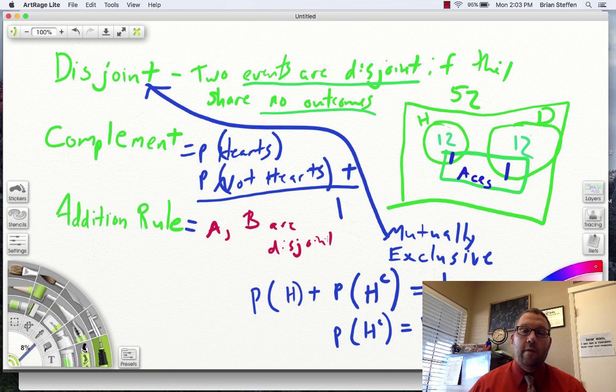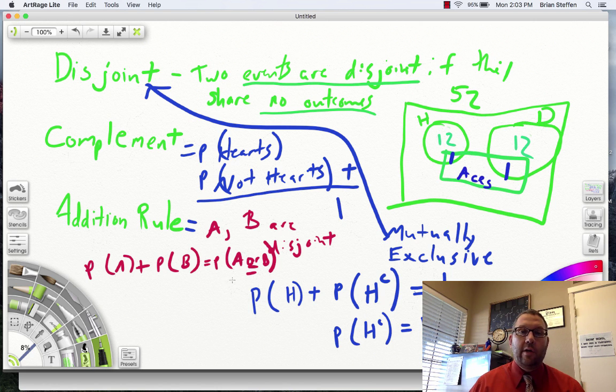If A and B are disjoint, then the probability of A plus the probability of B is the same as saying the probability of A or B. Right? It's just a language thing. So if you're reading a problem and it talks about "or," use the word or, so probably A or B.